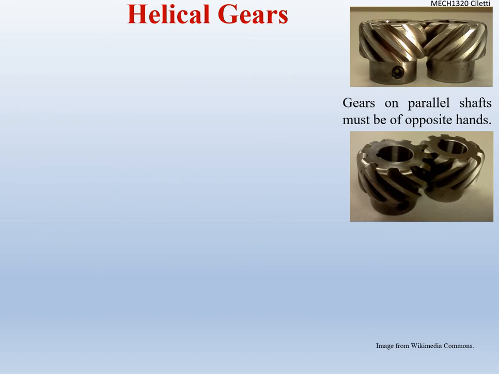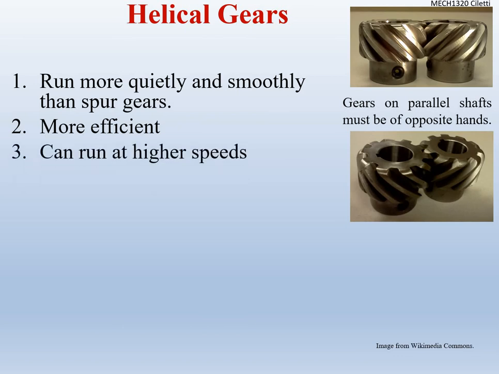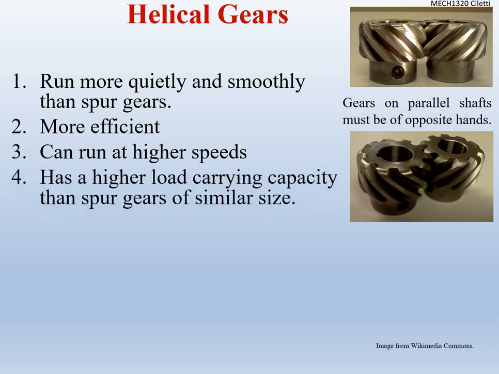Let's talk about helical gears. They have gears on parallel shafts, and they have to be of opposite hands. Okay, so they're on parallel shafts and opposite hands. When we talk opposite hands, look how the angle slides down from right to left on the right-hand side and from left to right on the left-hand side. Okay, so they run more quietly and smoothly than spur gears. They're much more efficient. We can run these at higher speeds because of how they're sitting on parallel shafts and opposite hands. The vibration is not as bad as it is with spur gears. And we can carry higher loads when we compare them to spur gears.